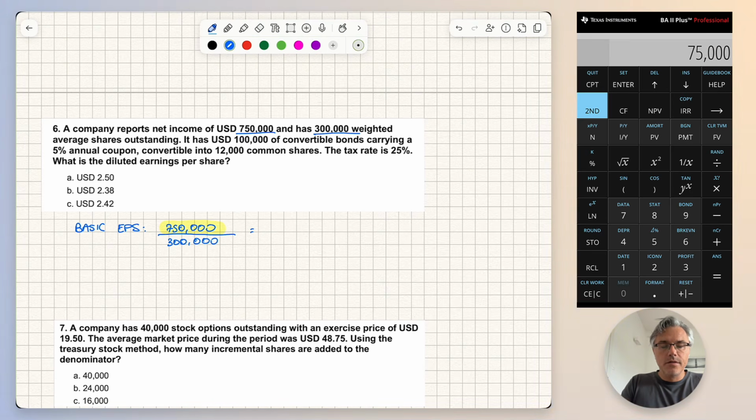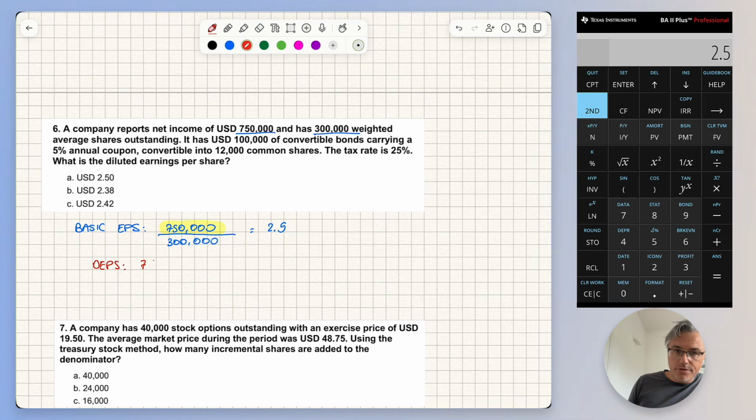750,000 divided by 300,000. It's going to be a relatively simple computation, isn't it? 2.5. Okay, so let's now do diluted earnings per share, see what that number is.